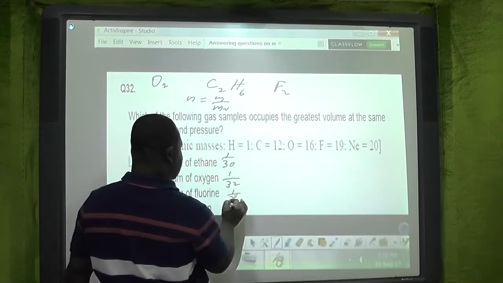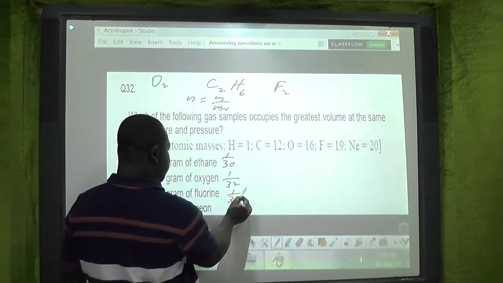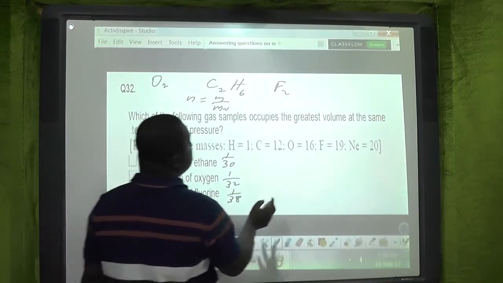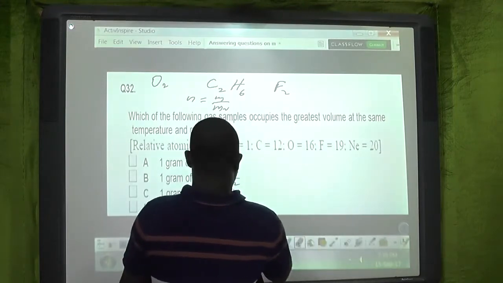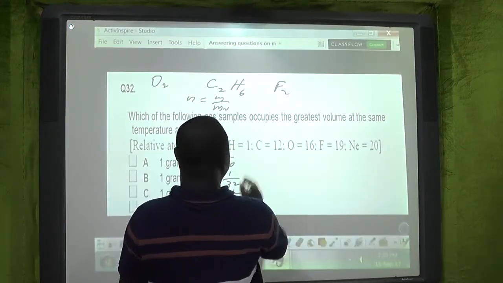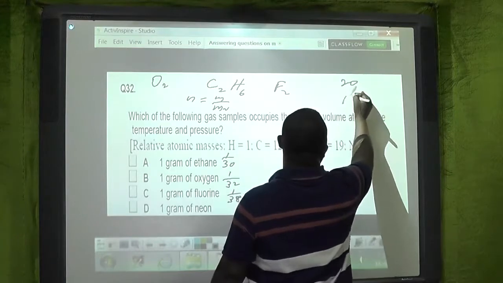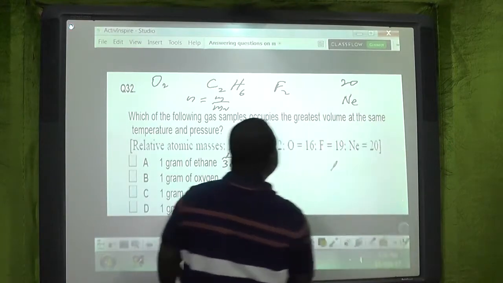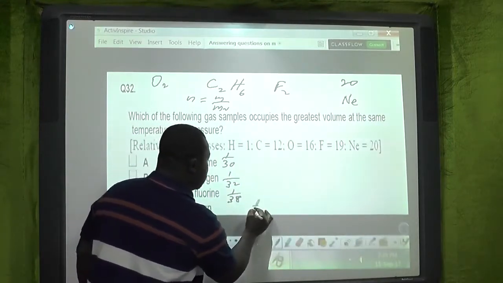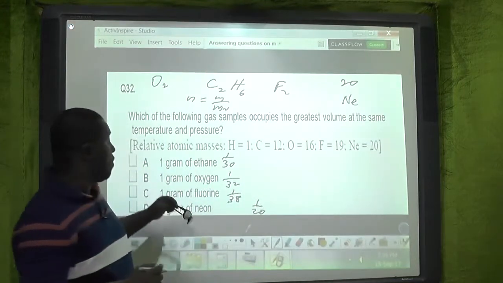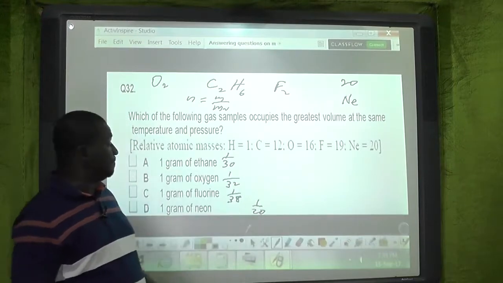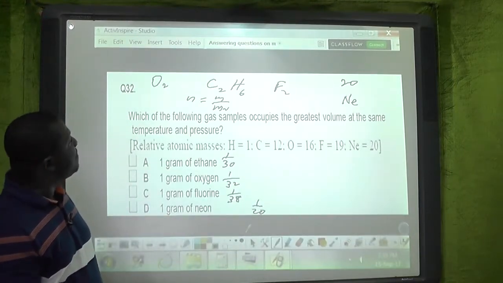So 1/38. And 1 gram of neon. Neon is 20 and it's monoatomic, Ne. Neon is 20, so this is 1/20. Please, you can check in case your teacher is making a mistake. Check from your periodic table. 1 gram of neon is 1/20. So when you look at all these, they are looking for what?